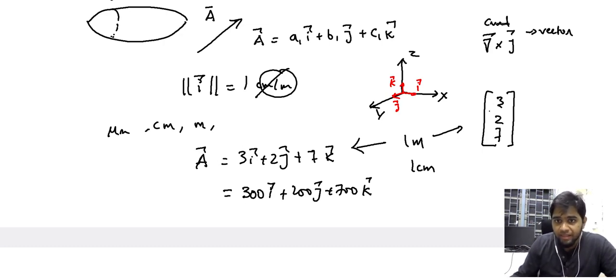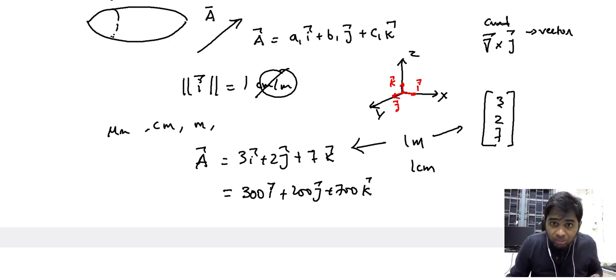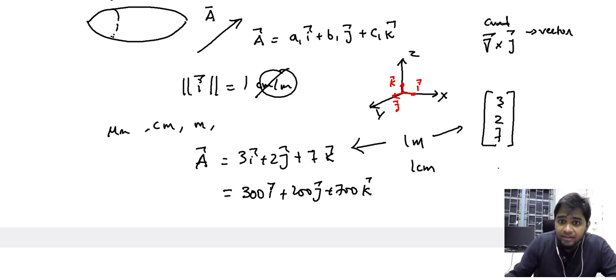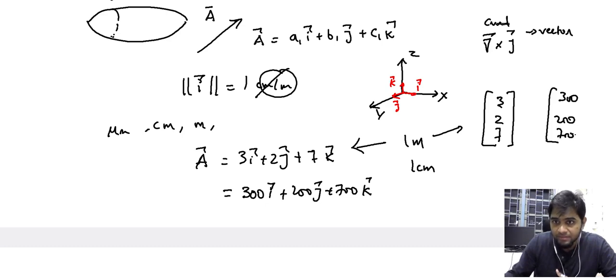So the vector A in the orthonormal basis of 1 meter length can be expressed in this manner. When the same vector and the unit vector are pointing in the same direction, only now the magnitude of the unit vector is not 1 meter but 1 centimeter, then the vectorial representation to describe the same vector A is of this form: 300, 200 and 700.